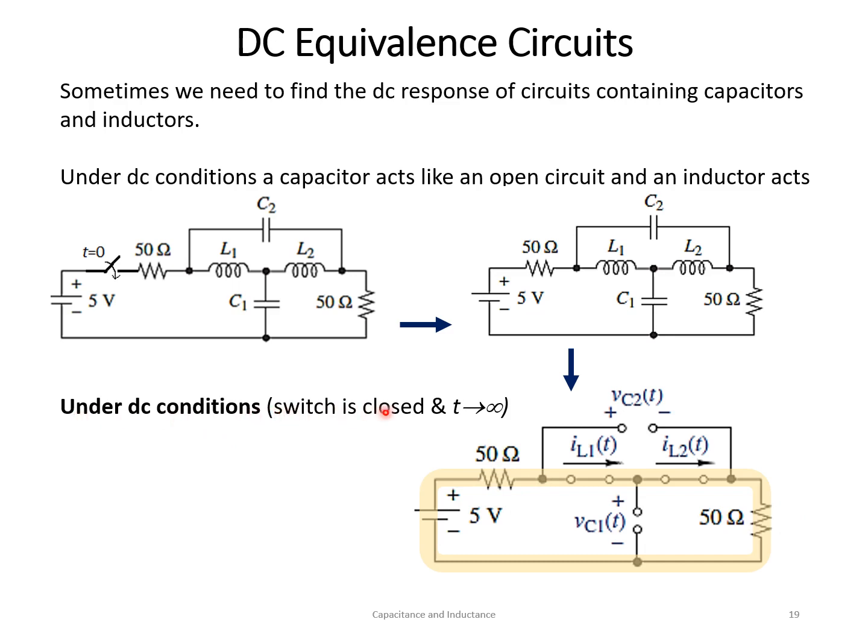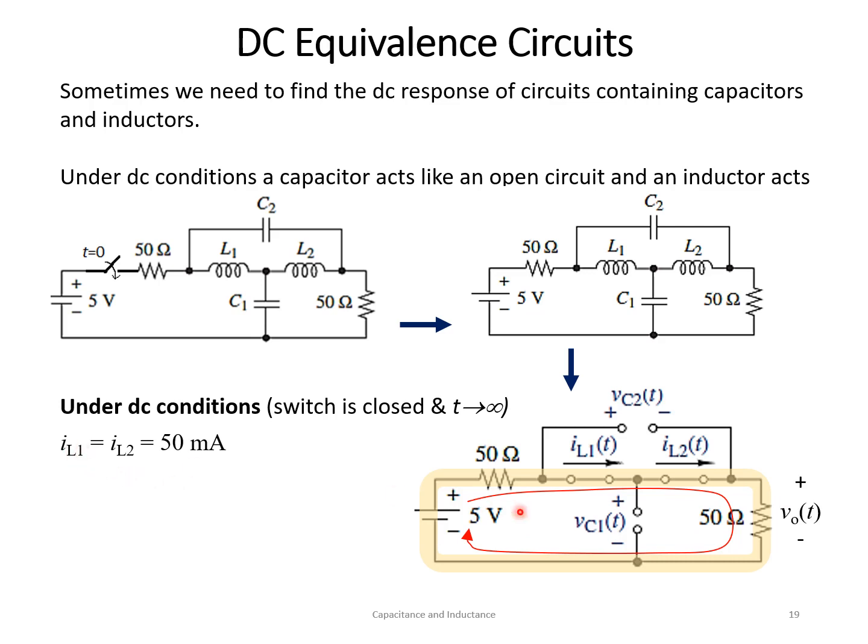Under DC conditions, the switch is closed and t approaches infinity; we keep this for a long time. Immediately after closing the switch, current will be flowing through this and also through the capacitor branch. But after some time, when the capacitor is fully charged and attains DC conditions, the current flowing through it finally becomes zero. Therefore, it behaves like an open circuit.